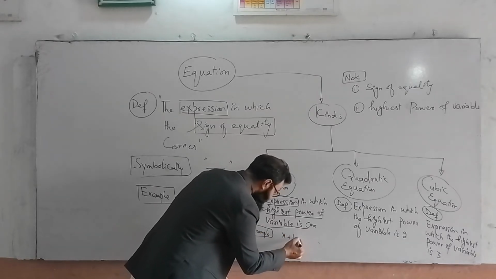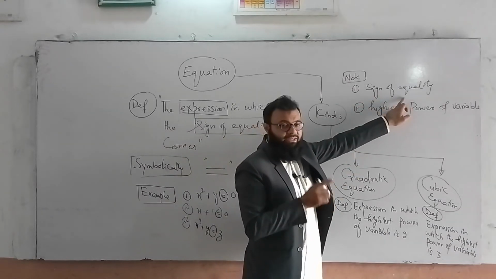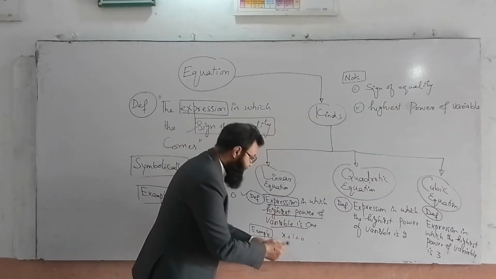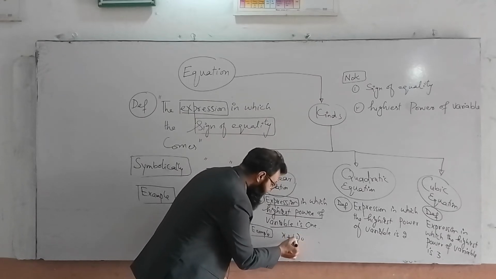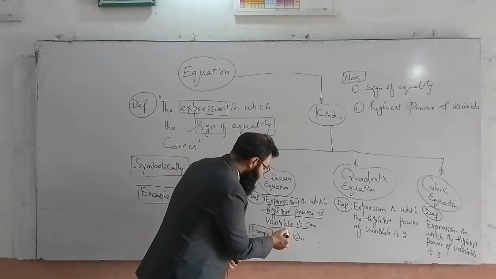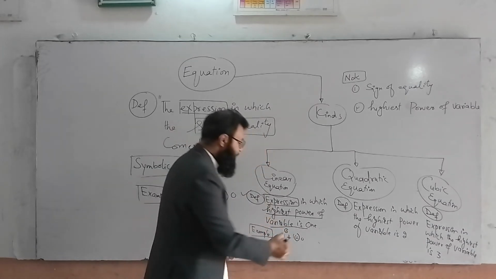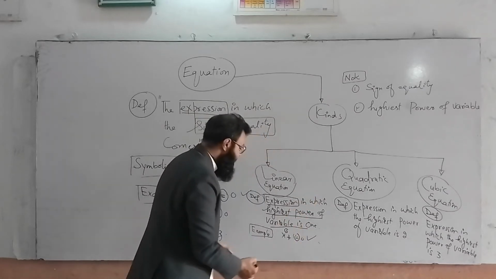x plus 1. First, you see this symbol, where the sign of equality comes. Now look at the example. Yes, the sign of equality comes, so we can call it an equation. Now second, looking at the highest power of the variable. The highest power of the variable here is 1, so that's why we call it a linear equation.